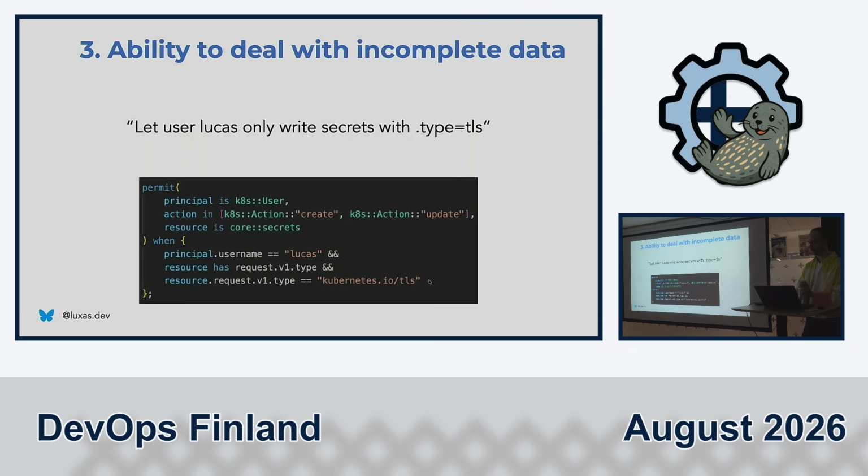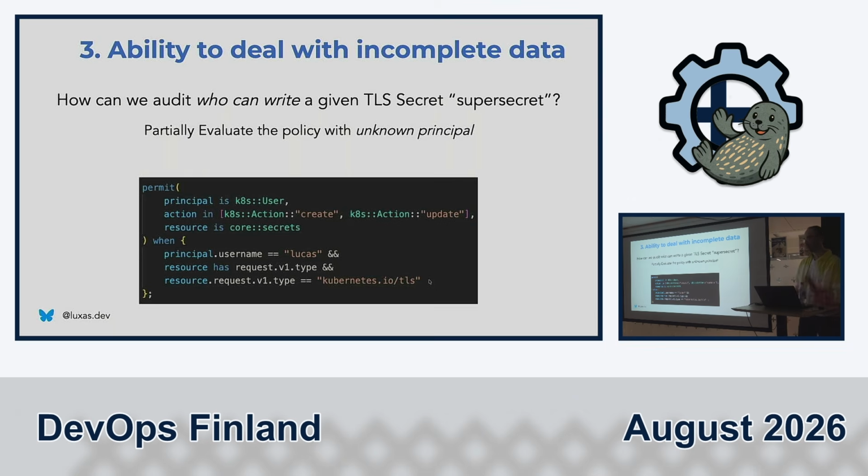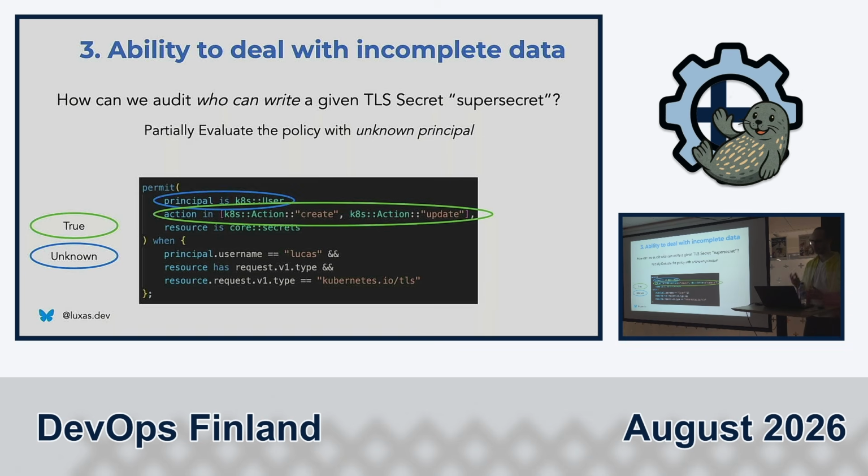So that's the expression. Now, if we have a specific secret that we really want to keep in check, like no one should really have access to this, then we can say that the unknown thing in this expression is the principal. We don't know who the principal is. So we keep that unknown, and every time we see an expression which is referring to the principal, the user, we just don't evaluate it. So the first thing is: okay, principal is user. We don't know this because we don't know who the user or the principal is. But we know that the action is a create or update because it's a write, because that's what we're interested in: who can write this secret.